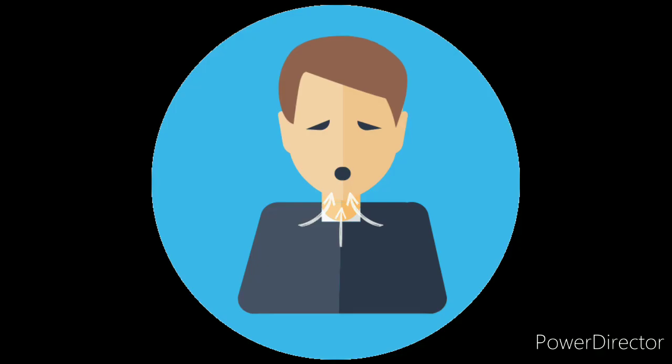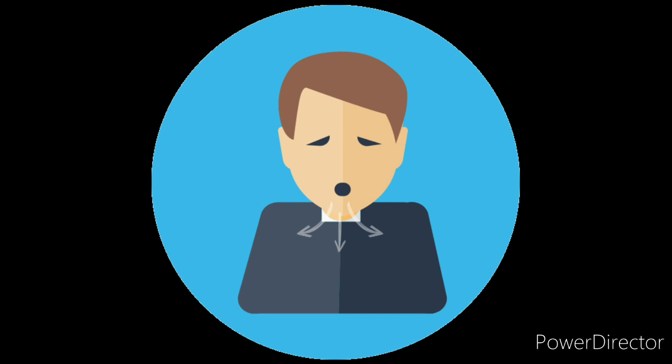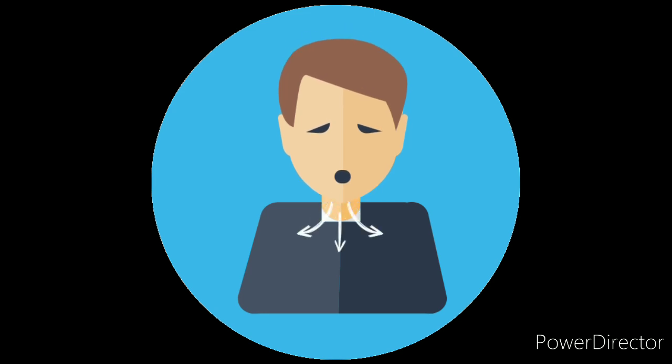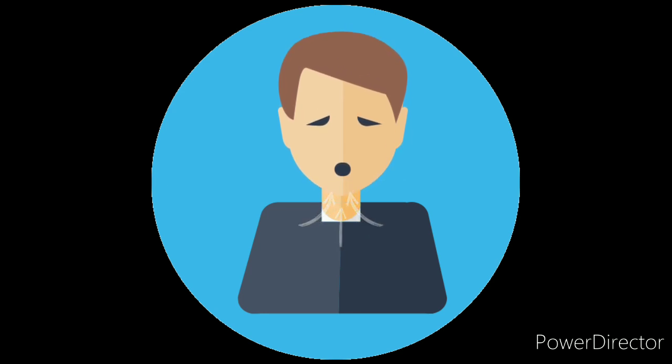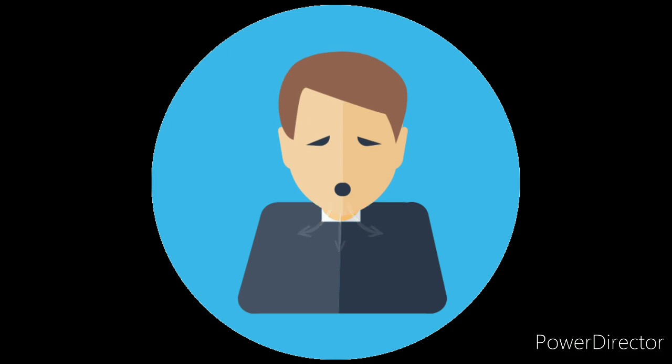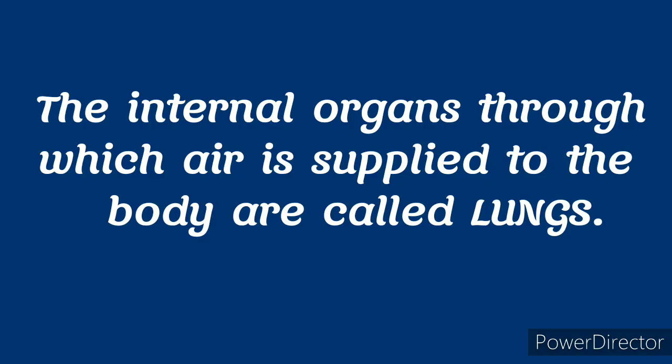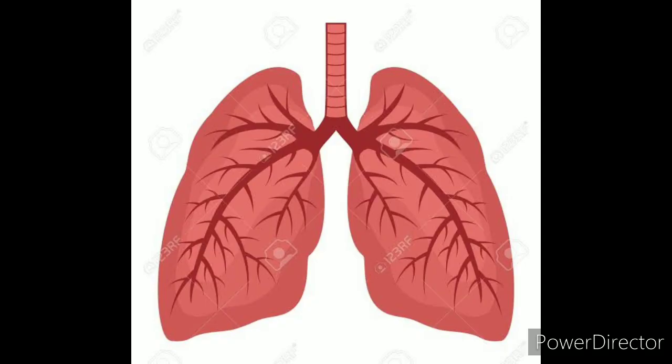Now let us learn about our lungs. Our body needs oxygen which comes from the air, and we breathe in this air through our nose. The internal organs through which this air is supplied to the body are called lungs. Now we have two lungs, one on the right and the other on the left, and the heart is between the lungs a little to the left.